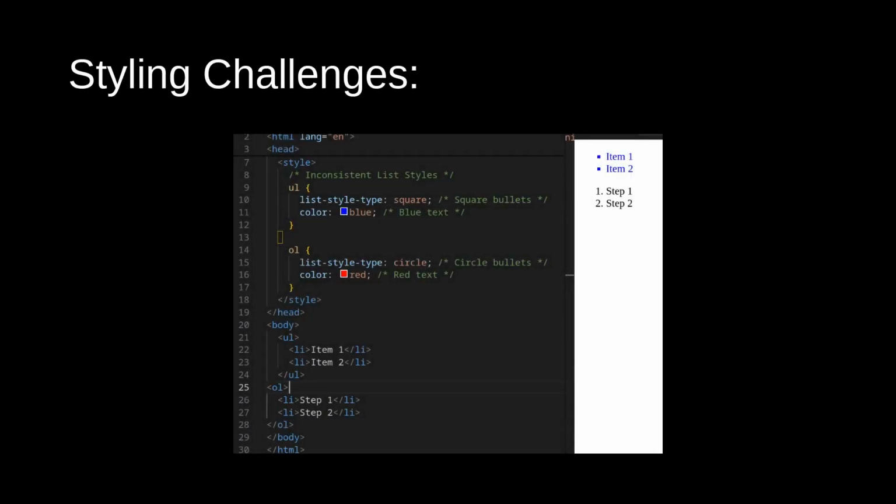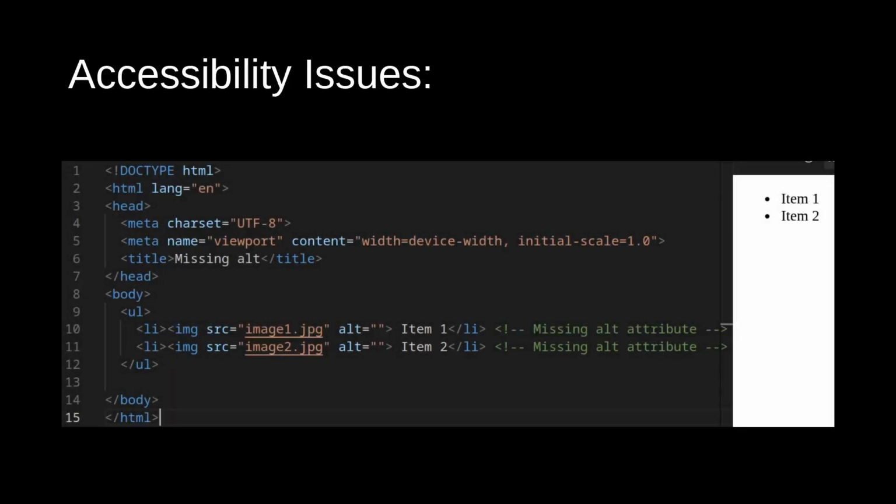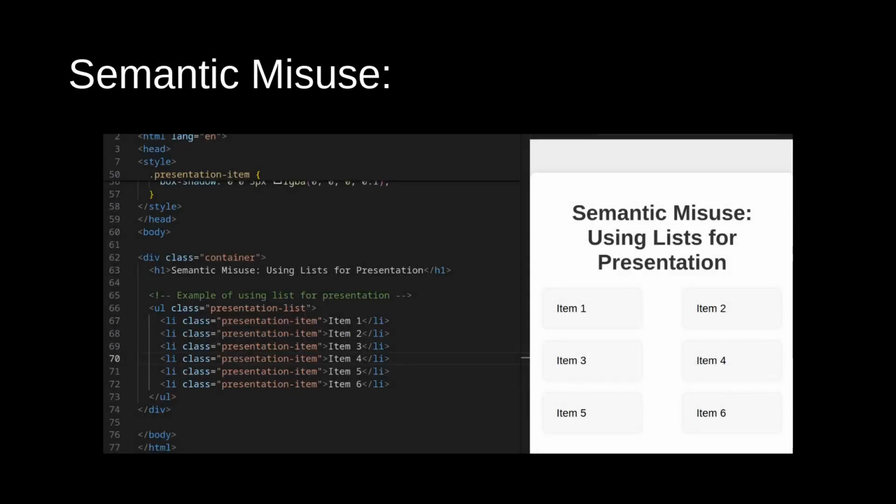Styling challenges. Applying inconsistent or conflicting styles to lists and list items can result in visual inconsistencies or difficulties in achieving the desired layout. Accessibility issues. Failing to provide meaningful text alternative, the alt attribute, for images within list items can impact accessibility for users. Semantic misuse. Using lists for presentation purposes rather than for organizing content semantically can lead to poor code structure and hinder accessibility and search engine optimization.